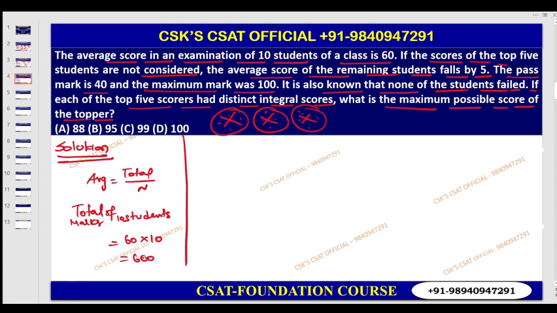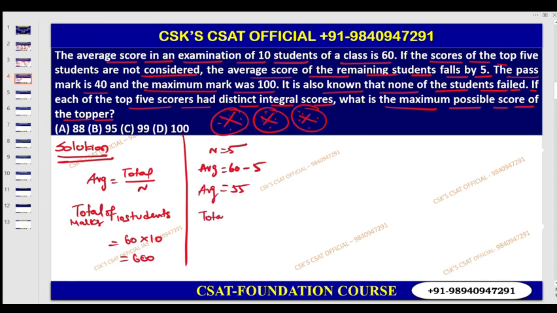Now you need to understand here. If the scores of the top 5 students are not considered, the average of the remaining students falls by 5. So now n becomes 5, and the average is nothing but 60 minus 5, it falls by 5. Please understand, falls by 5. So here 55. The average here is equal to 55.